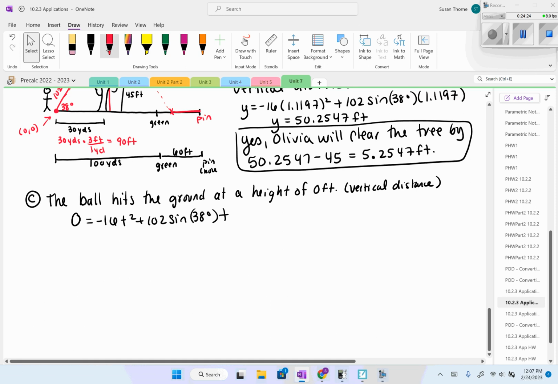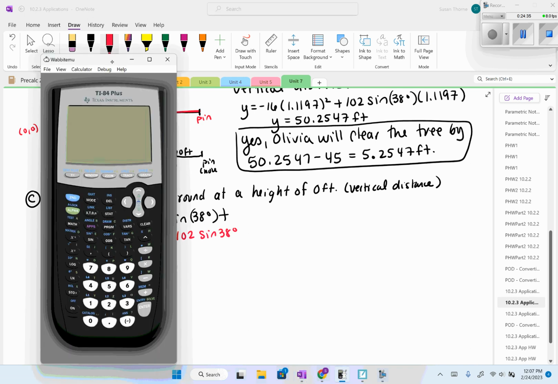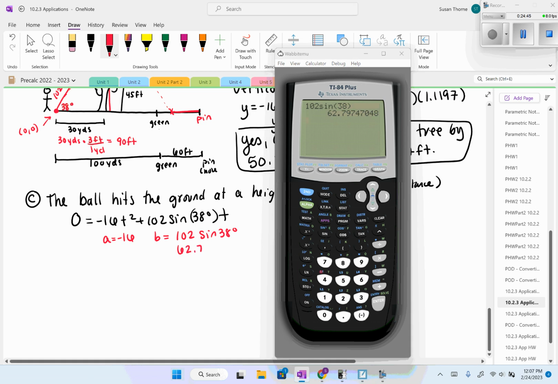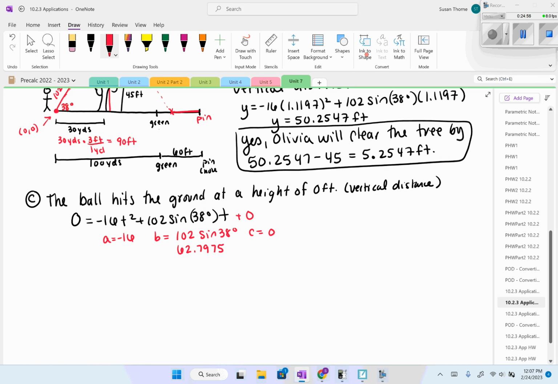We can solve by using the quadratic formula. So our a would be negative 16. B would be equal to 102 times the sine of 38 degrees, or if you wanted the decimal, which would probably be easier, 102 times the sine of 38 gives us 62.7975. And our C value, if there's nothing being added, is 0. You can use the quadratic formula, or if you can factor, you can factor. Since I don't have a C value here, it's faster to factor, so I'm going to do that.